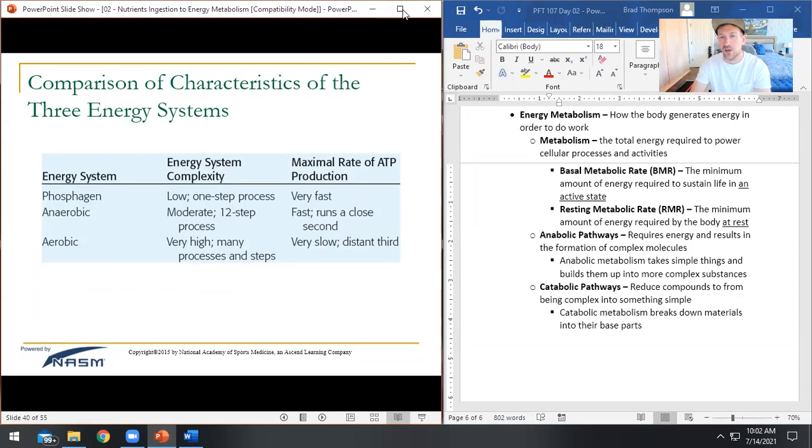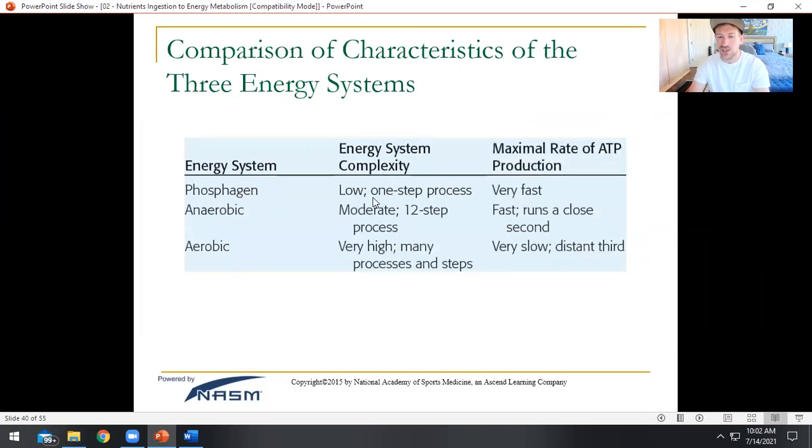Okay, and here's sort of how those rates work. Your phosphagen system is not very complex, and it produces ATP really quickly. Anaerobic is moderately complex, but it runs pretty close. It's kind of similar to the phosphagen system. And then your aerobic system is very complex, and it's very slow, but it creates a lot of energy very slowly. Because your aerobic system requires this system to happen underneath it. So if that's not happening, it kind of has to wait. It has to wait for a delivery before it can manufacture anything.